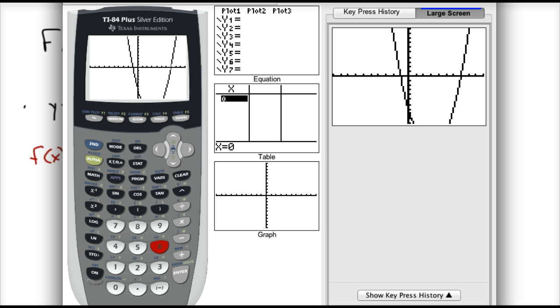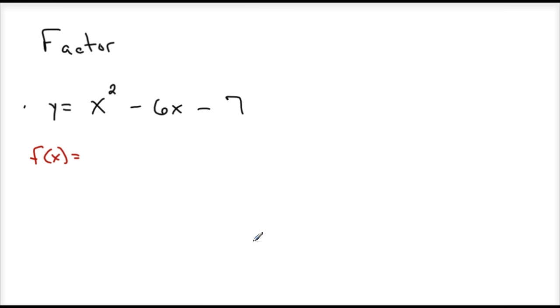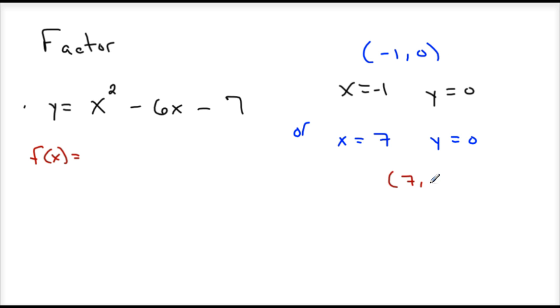So let's go back to this for a second. If we said when x equals -1, we said y equals 0. Or our other zero is when x equals 7, y equals 0. So these are just coordinates, okay? -1, 0, or 7, 0. So these are the zeros of the parabola. Let's take a look at this for a second. X equals -1.